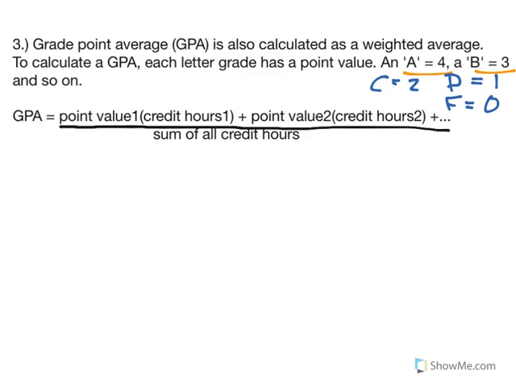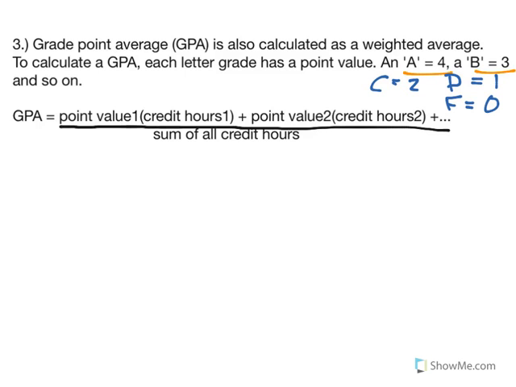So when we're looking to find your GPA, we're going to take the point value. The point value comes from the grade you get, as we discussed just up here. So your point value times the number of credit hours for that particular class. If you get an A in a 4 credit hour class, that's going to give you more points than getting an A in a 1 credit hour class. And we are going to end up dividing by all of your credit hours.